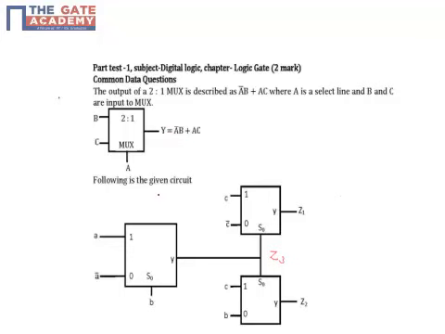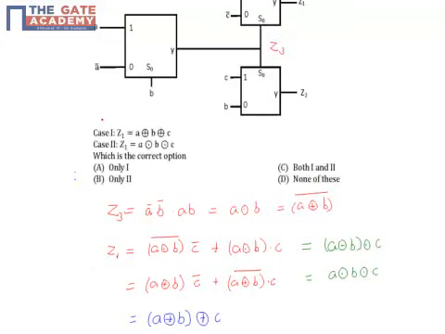So for this given circuit, in this question we need to find the relation of Z1. In case 1, Z1 is given to be A XOR B XOR C. In case 2, Z1 is given to be A XOR XNOR B XNOR C. So which of the following options are correct? Option A is only case 1 is correct. Option B is only case 2 is correct. Option C is both A and B are correct, and option D is none of these are correct.